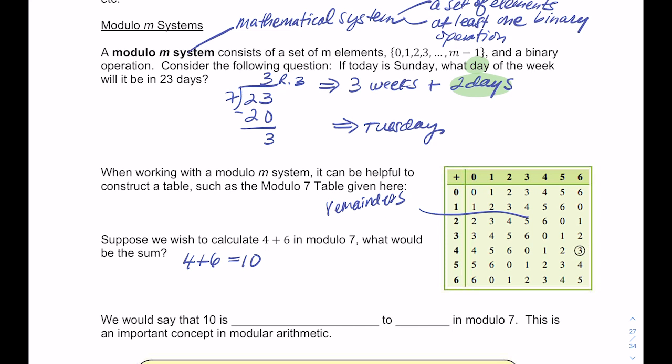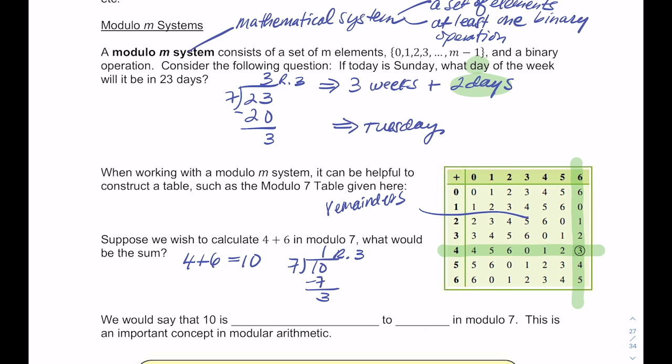So what I need to do is look at the table and go, okay, 4 plus 6, right? It's giving me 3. How are they getting that? Because if it's a system 7, I can just take 7 and divide that into 10. And we know that when we divide 7 into 10, we get a remainder of 3. So that's what that 3 represents.